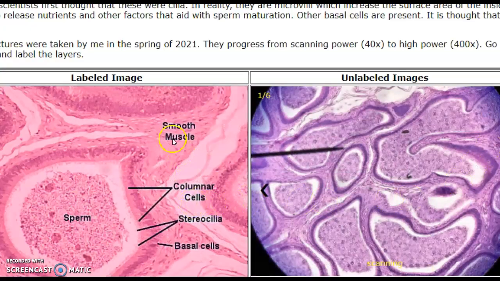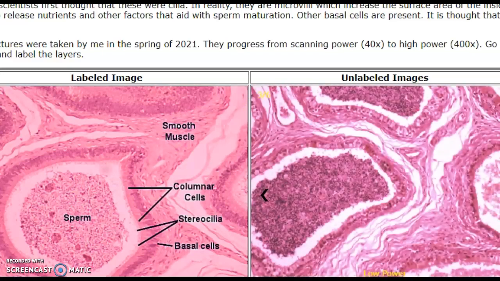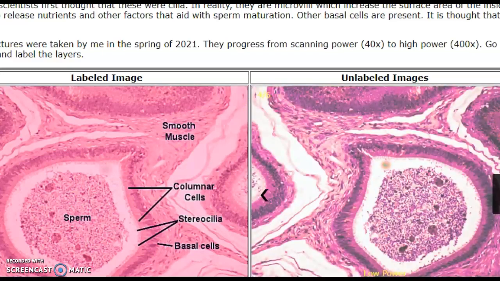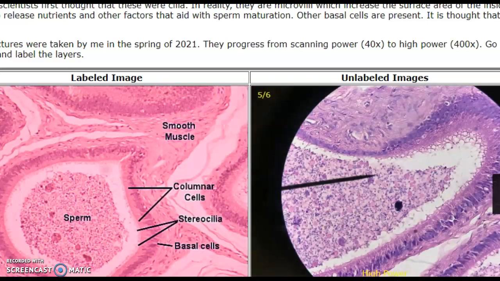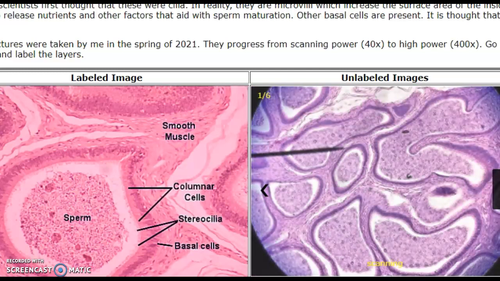So on the page, I have this zoomed out version. And I have 6 slides here. This is scanning. We have 2 scannings, 2 low power, and then 2 high power. So this one you could probably see those basal cells on. So go through them and draw one of them and label these structures.